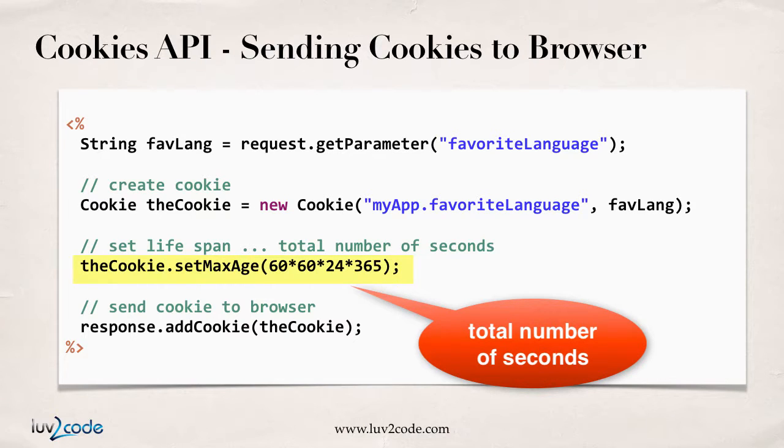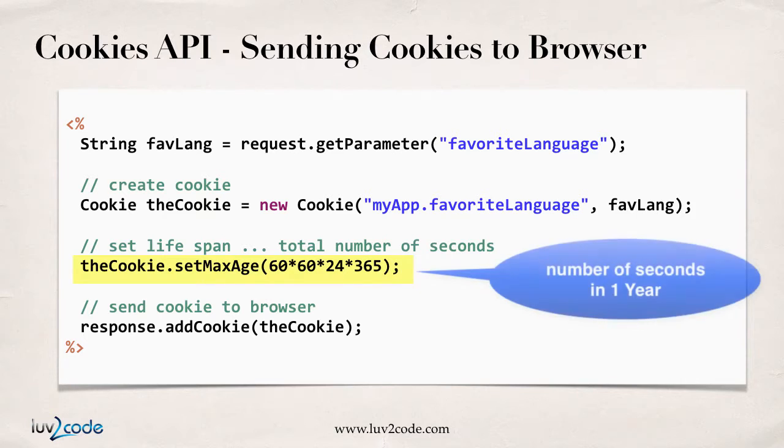All right. So anyway, the bottom line is that you have to do the math, right? If you want it for 1 week, you have to compute the total number of seconds in a week. If you want it for a year, the total number of seconds in a year. So this example here is for a year. That's the total number of seconds for a year. And that's the API, and that's just how it is. But anyway, let's get past that.